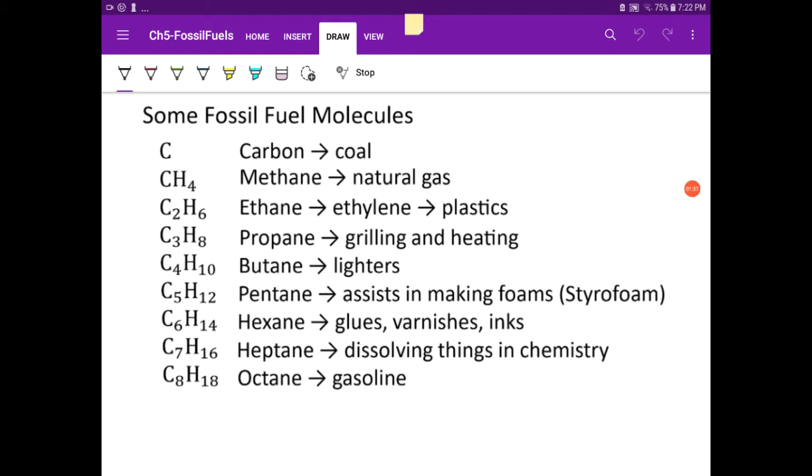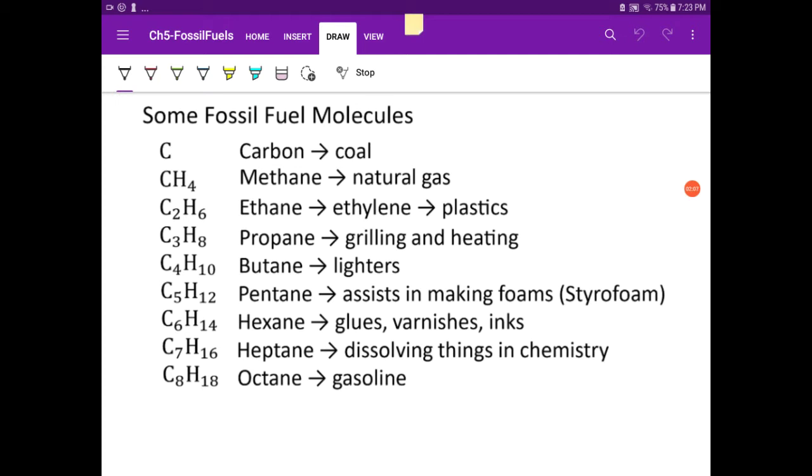Hexane has 6 carbon, and it goes into making glues and varnishes and inks. It has some other chemistry related uses too as a solvent. With 7 carbon we have heptane. Heptane is used for dissolving oily things in chemistry. So if you have some sort of oily molecule and you want to make it go into a liquid solution, then you put that in heptane quite often. And then octane we're familiar with as gasoline, which has 8 carbons.